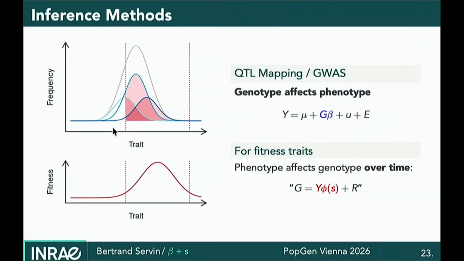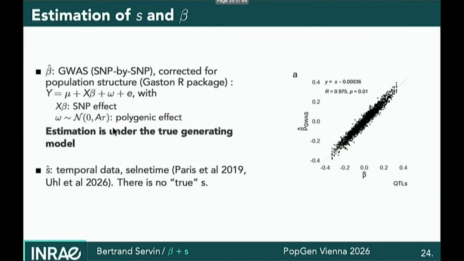Okay, so we have these simulations, and now we estimate quantitative effects and we estimate selection coefficients. One thing I want to stress is that for the GWAS we do for the beta, we are actually using the actual generative model. So everything should be fine, right? We are estimating beta under the model that was used to generate the data. And when you look at the QTL, you have a very nice, big correlation between beta hat and beta.